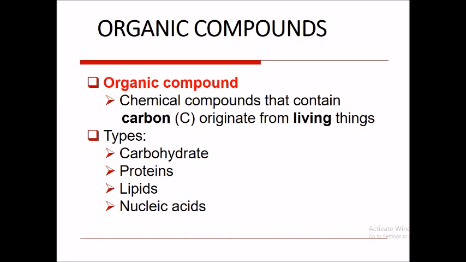Now let's look into organic compounds. Organic compounds refer to biological molecules, where an organic compound is a chemical compound that contains carbon atoms that originate from living things. There are four types of organic compounds. We have carbohydrates, proteins, lipids, and nucleic acids. So as I mentioned earlier, carbohydrates, proteins, and nucleic acids have their own monomers.